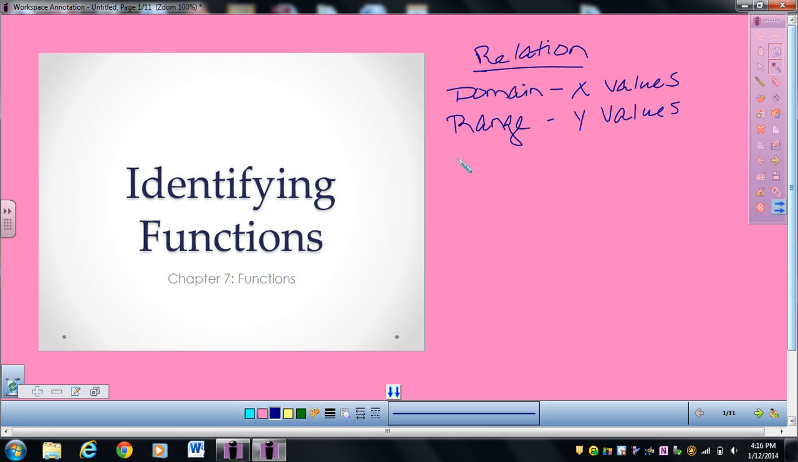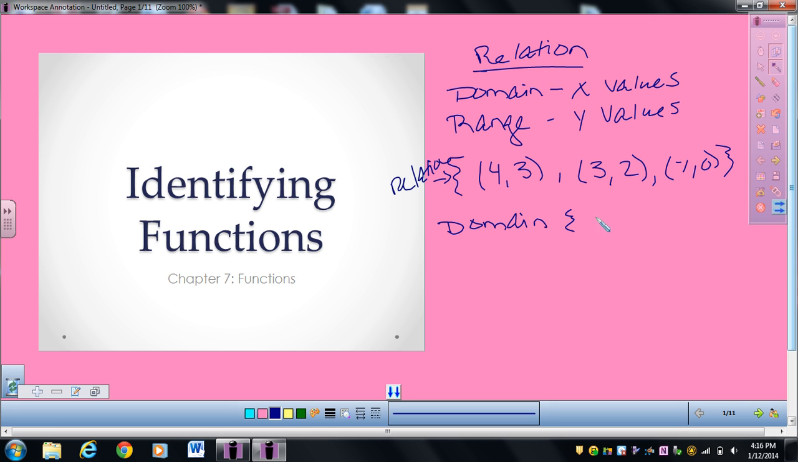So, for example, if I had the relation (4, 3), (3, 2), (-1, 0), this would be my relation. And then my domain would be all of the x values in order. So I have -1, 3, and 4. And then my ranges are all the y values in order. And that would be 0, 2, 3.